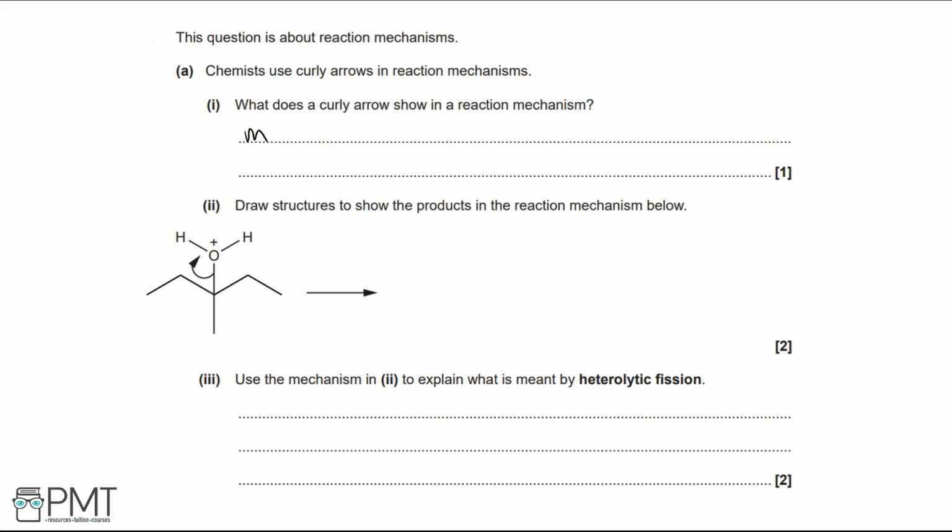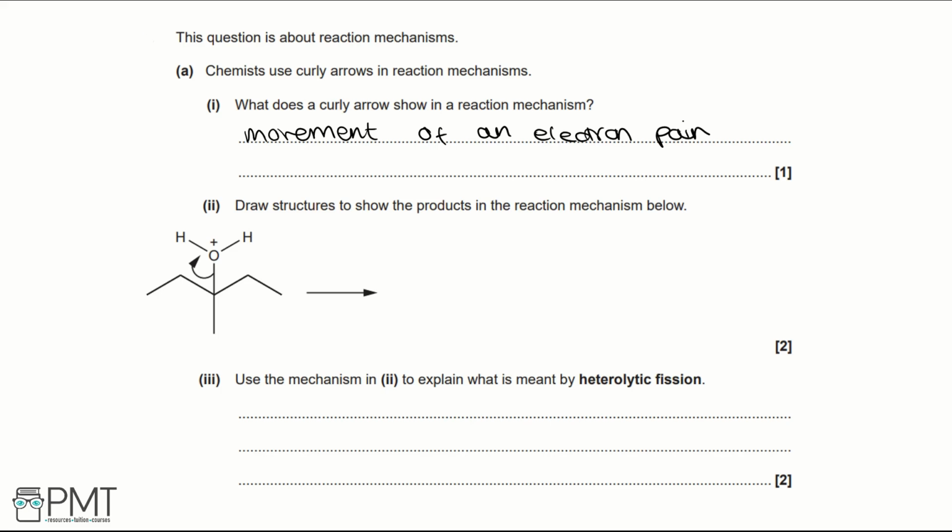The definition of a curly arrow is what we're asked in this question, and it's something you need to know for this specification. A curly arrow is the movement of an electron pair. So to get the mark for this question, you get a mark for saying movement of an electron pair.